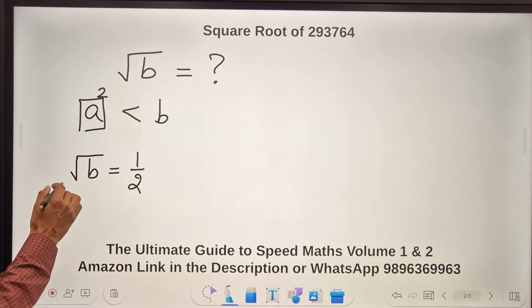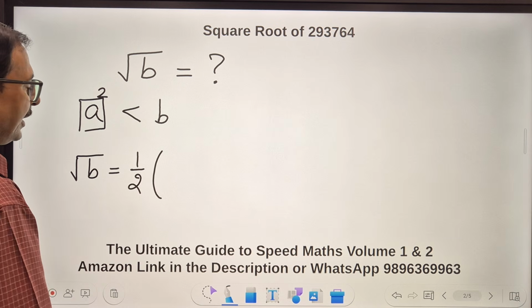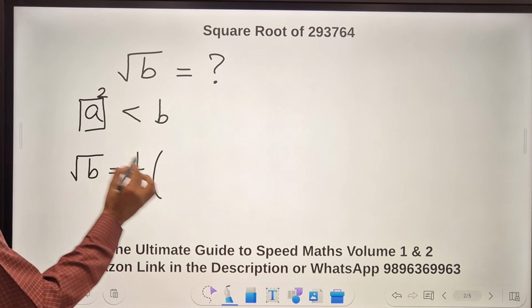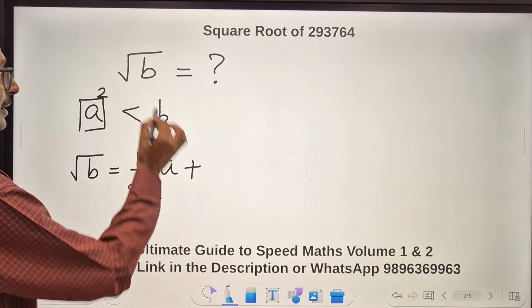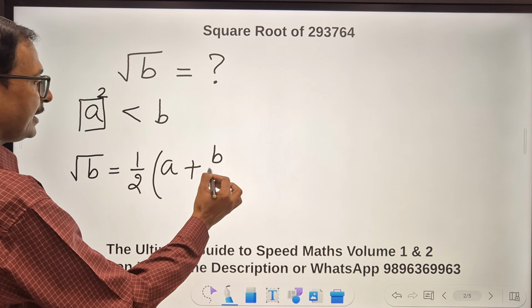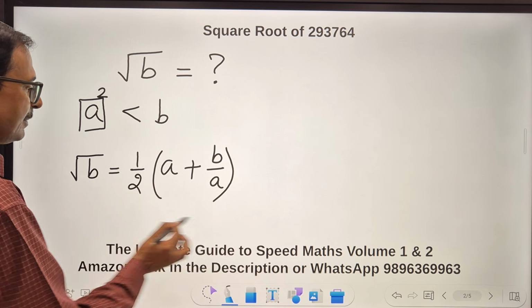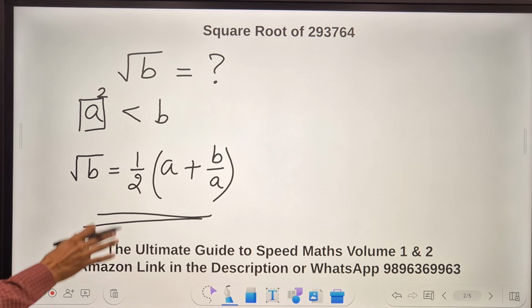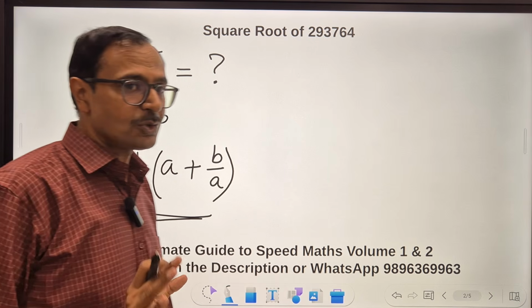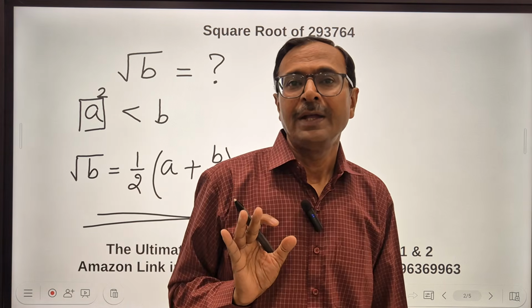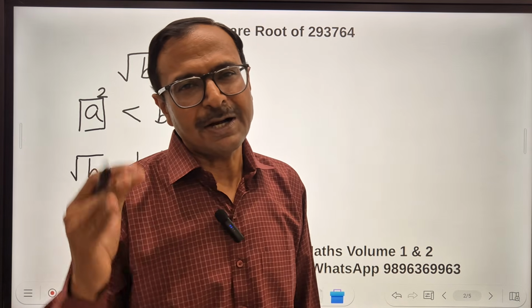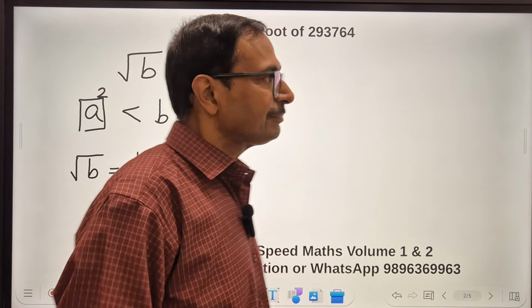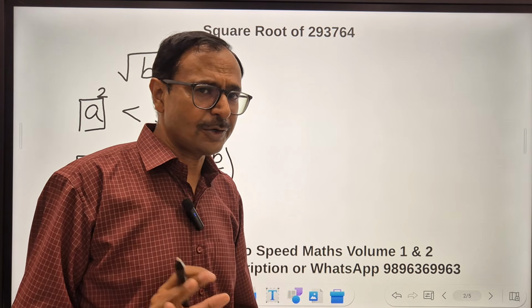So square root of b will be half of, now I am going to write this number a, plus the number b divided by a. Now this method will give me the approximate value of the square root. So I told you the method now, okay. The logic, it is a part of the binomial theorem actually. So let's not concentrate on that.